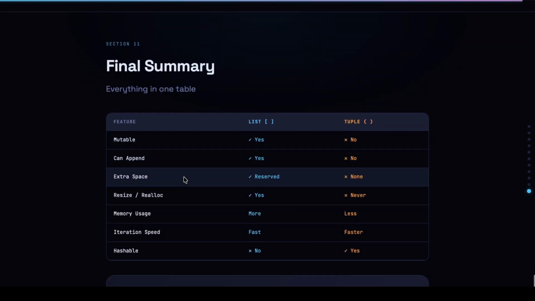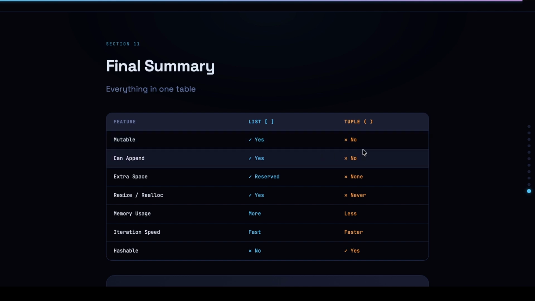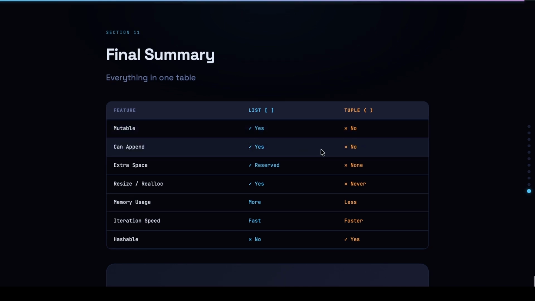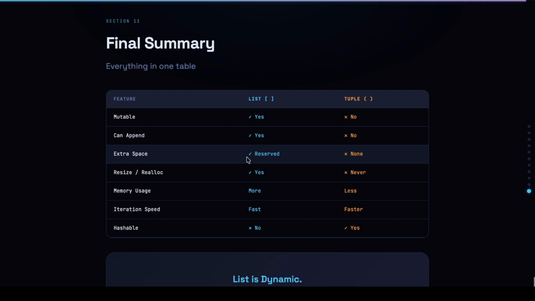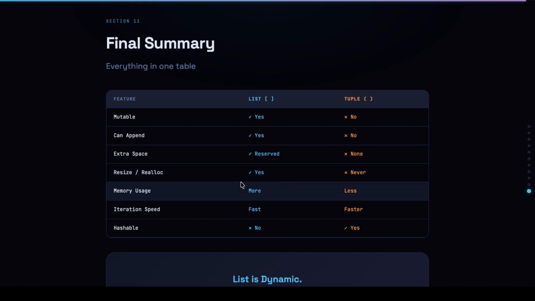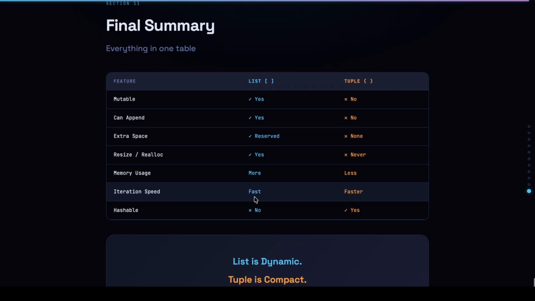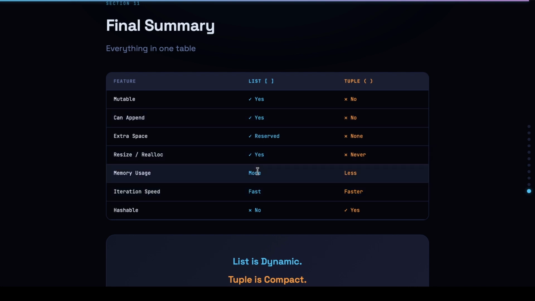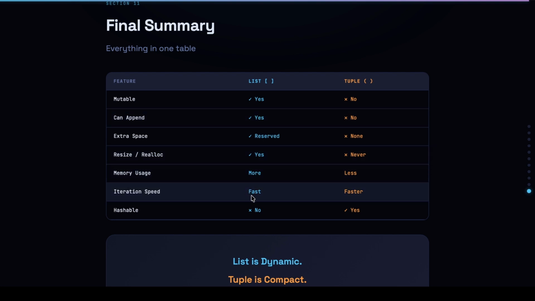So here is a final summary. List is mutable whereas tuple is not. A list can be appended to but a tuple can't. A list can have extra reserved space, but in a tuple the size is fixed. We can resize or reallocate a list, but a tuple can never be resized or reallocated. The memory usage is higher for a list because of the extra space, but in a tuple it is less. For iteration speed, both are fast, but the fastest is the tuple.